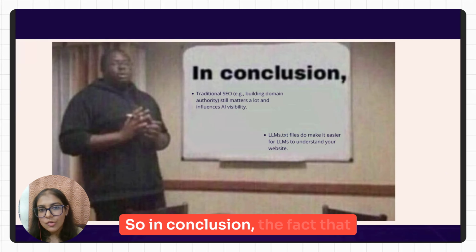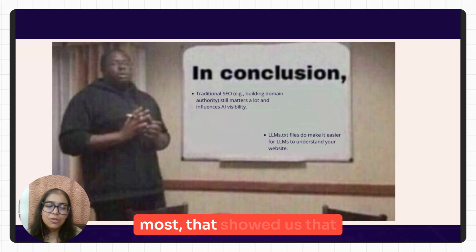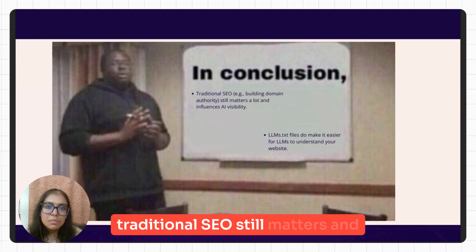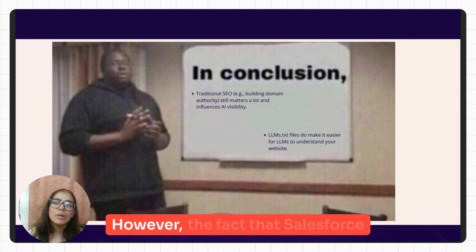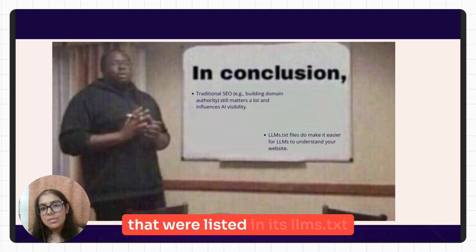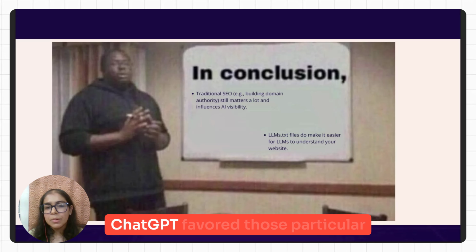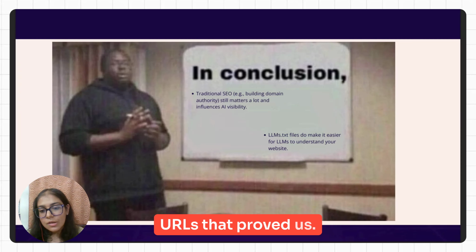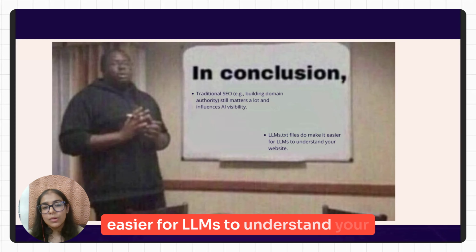So in conclusion, the fact that HubSpot was being recommended the most showed us that traditional SEO still matters and dominates the AI visibility game. However, the fact that Salesforce got cited more, and the types of URLs that were listed in its llms.txt file, AI platforms like Claude and ChatGPT favored those particular URLs. That proved to us that llms.txt files do make it easier for LLMs to understand your website.